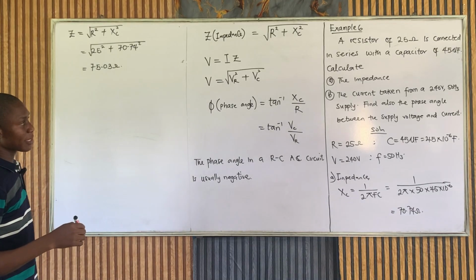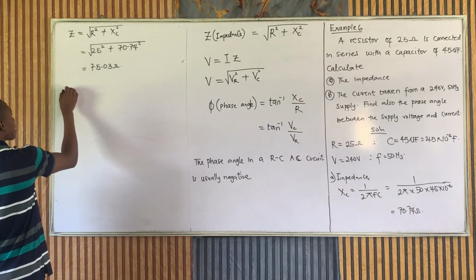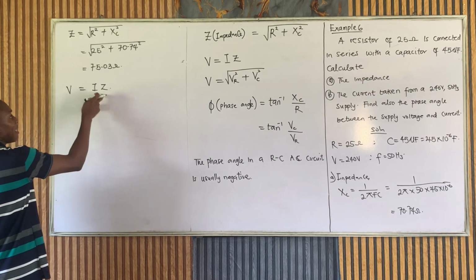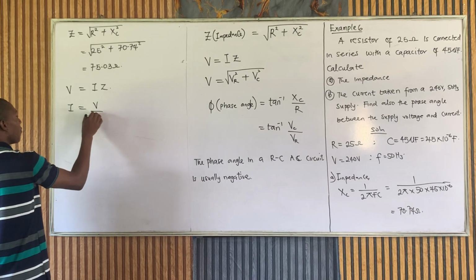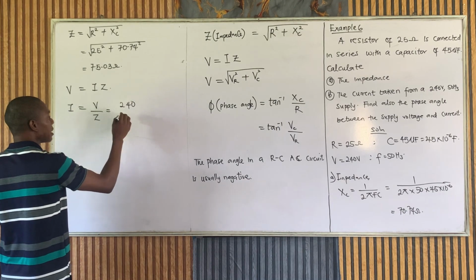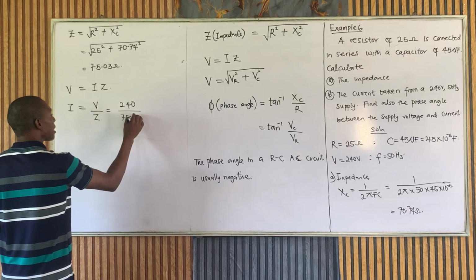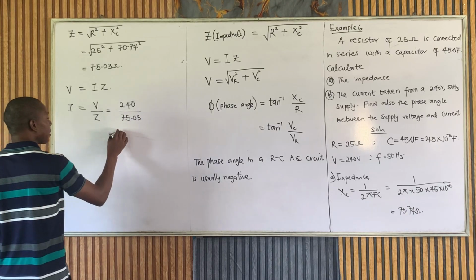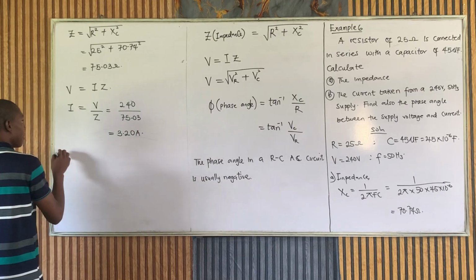The next question is, we should calculate our current. And so we know that the voltage supply is equal to IZ. We already have our Z and we have our V. So our I is simply V over Z. The V being 240 volts, that's the supply voltage, and our impedance is 75.03. So if we divide this, we are going to have 3.20 ampere.